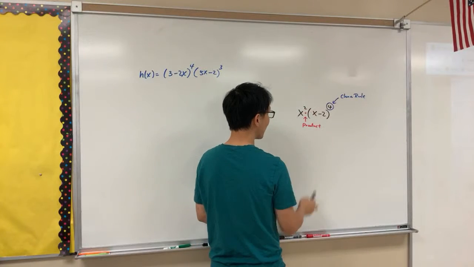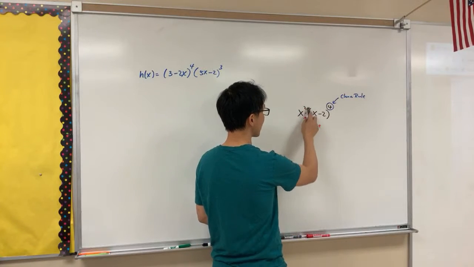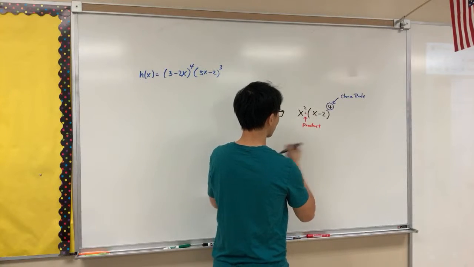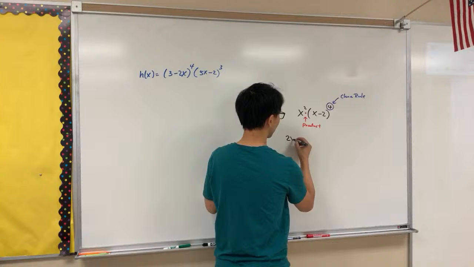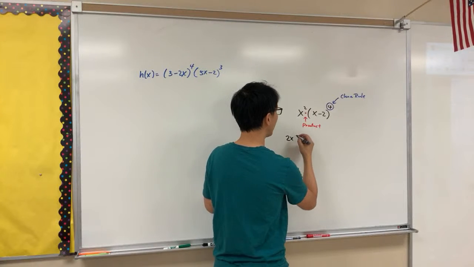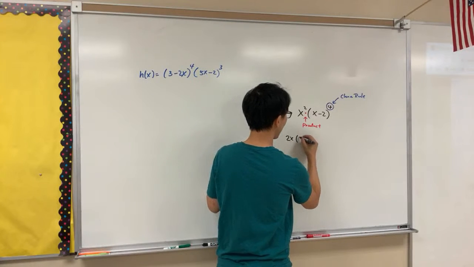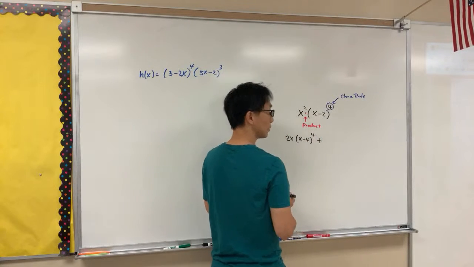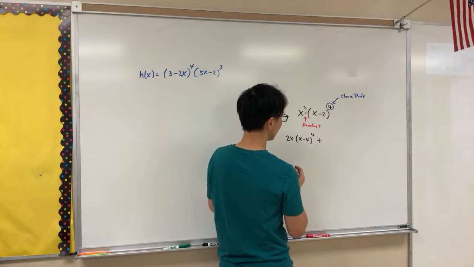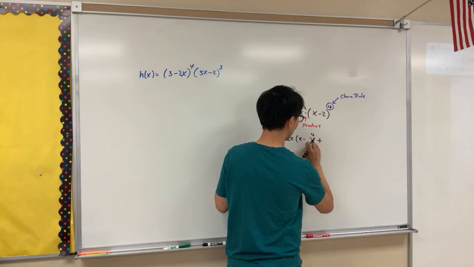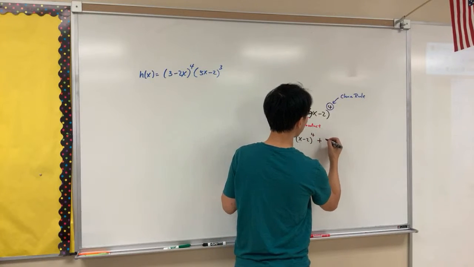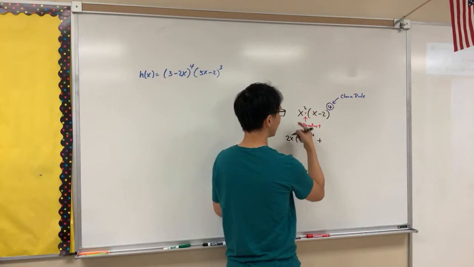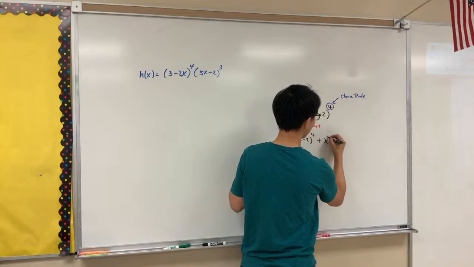Now there's a product, so I'm going to take the derivative of this. This is just a simple power rule, so that's going to be 2x. Then I get (x minus 2) to the 4th power, plus x squared. Now I'm going to leave this one alone: lefty, righty, left. So I take x squared and just leave it alone.